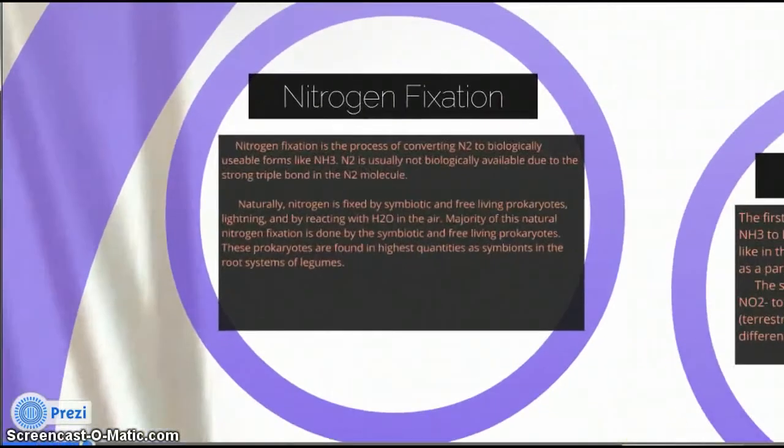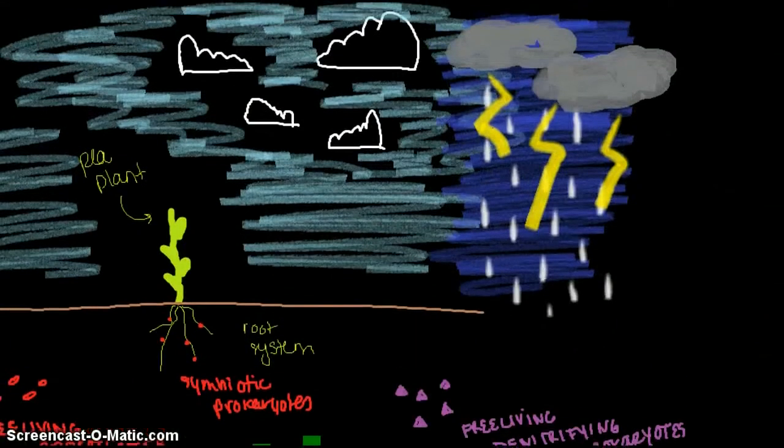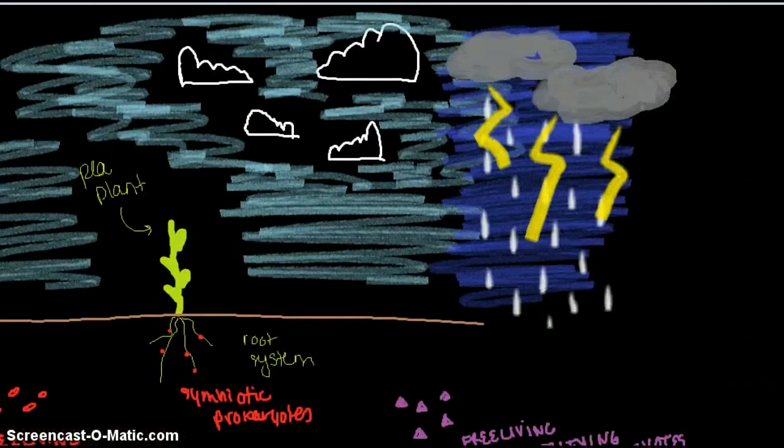The first step of the nitrogen cycle is nitrogen fixation, and it's the process of taking that biologically unavailable form of nitrogen, the N2 molecule, and turning it into a more usable form like NH3. This process is done naturally in the air by lightning and also by reacting with water in the air.